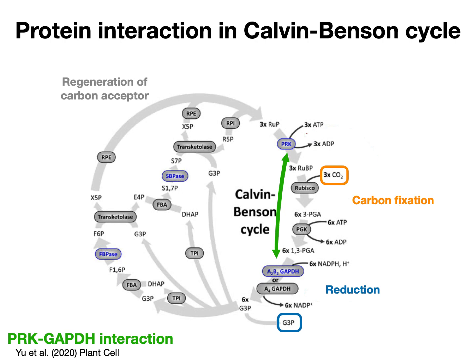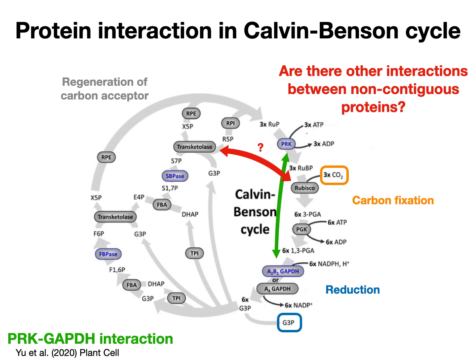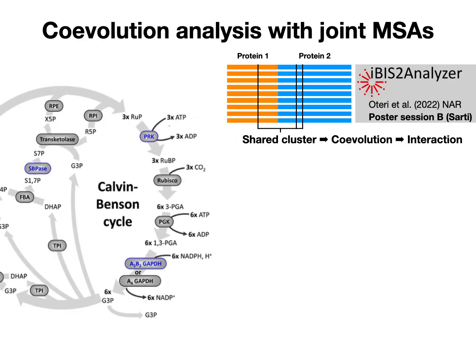But there is strong evidence that there are also long-range interactions in the Calvin cycle, such as the one between GAPDH and PRK, mediated by the small CP12 protein. Are there other interactions between non-contiguous proteins in the Calvin-Benson cycle? A common approach to protein-protein interaction prediction is to detect possible coevolution signals between pairs of proteins.